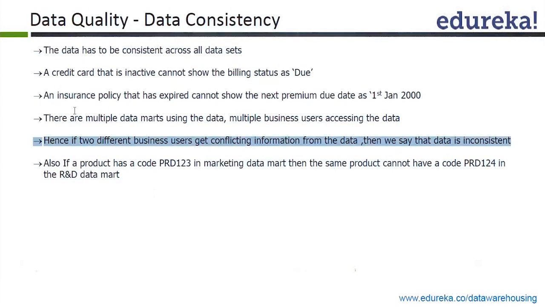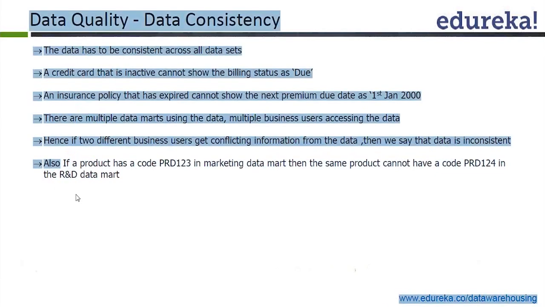So yeah, they're just saying that there are multiple data marts using the data, multiple business users accessing the data in two different data marts. Hence, if two different business users get conflicting information for their reports, in one they see that the insurance still has a due date, and another system shows it's expired or whatever. So it's not consistent across different systems.